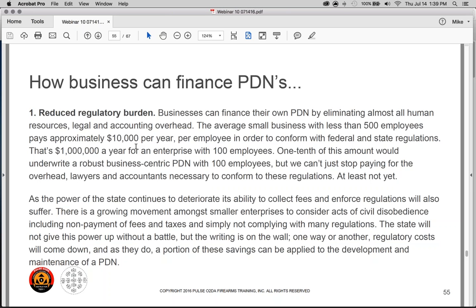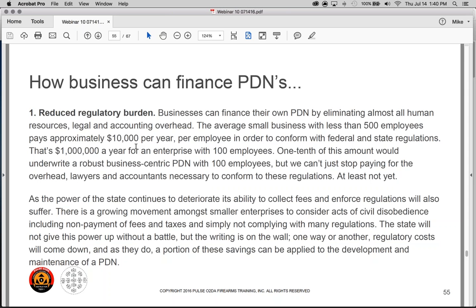But we just can't stop paying for the overhead lawyers and accountants necessary to conform to these regulations. We are all law-abiding citizens. We will continue to do so. However, if we take a look at where things are going, the power of the state continues to deteriorate, and its ability to collect fees and enforce these regulations will also suffer. There is a growing movement among smaller enterprises to consider acts of civil disobedience, including non-payment of fees and taxes, and in many cases simply not complying with many regulations.